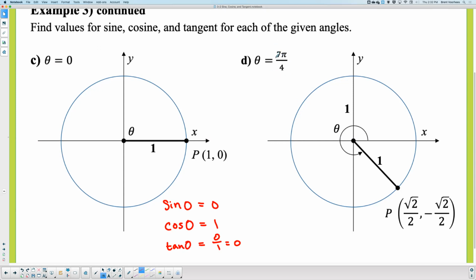Okay, here we go. 7 pi over 4. I'm going to write them up here. Sine of 7 pi over 4. Is this a unit circle? Yes. So I just have to take the y value. What's the y value? Negative square root of 2 over 2. That's sine of 7 pi over 4. What's the cosine of 7 pi over 4?